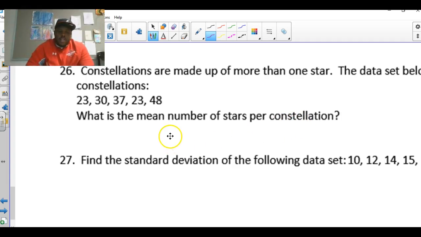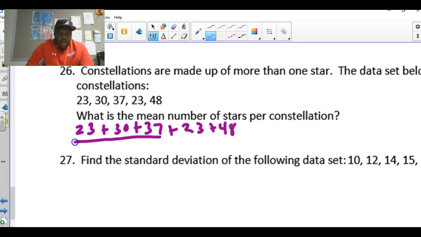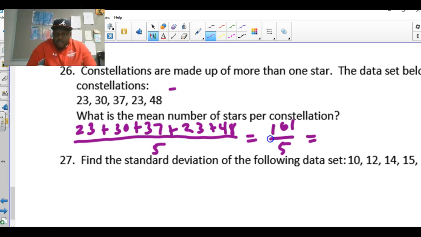I'm going to show you 2 different ways to do this. The first way, guys, is by hand. 23 plus 30 plus 37 plus 23 plus 48, and we're going to add all that up and divide by 5. This gives you 161 divided by 5, which is 32.2. This right here, guys, is the mean.